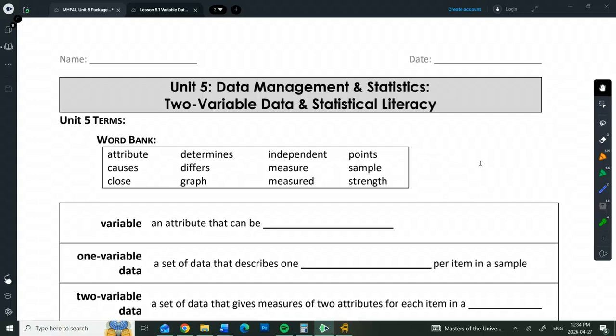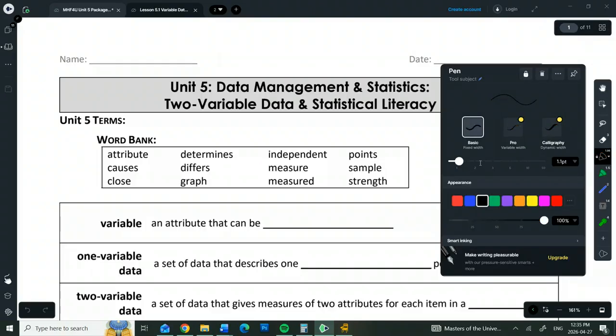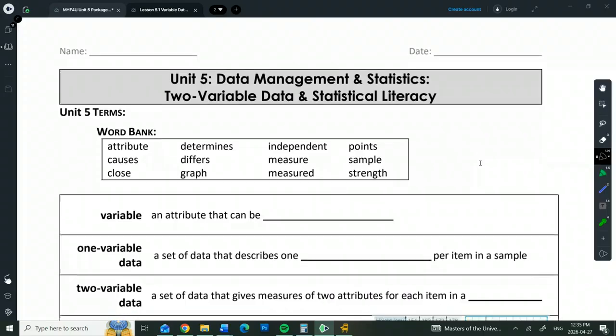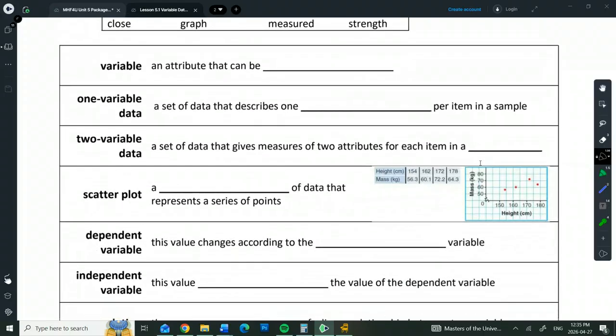So we're just going to go through a bunch of terms that relate to what we're going to be learning in this unit, and then we'll get into the different data types that we're going to explore today. So this unit is basically data management and statistics. So kind of like taking a sample set of something or a specific situation and learning how to represent it with different data. Okay, so let's go through a couple terms here that we need.